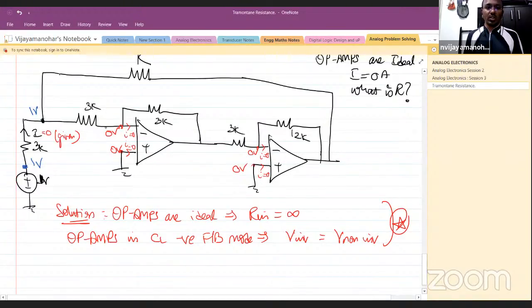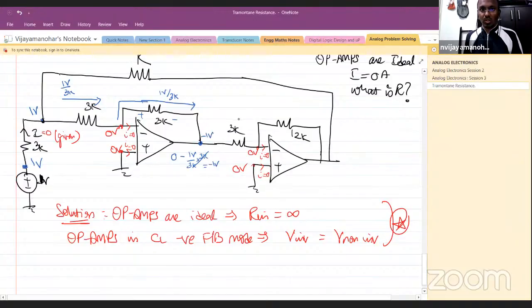Now this is 1 volt, this is 0. The current here will be 1 volt divided by 3K. Now this current cannot flow into the op amp, so it has to flow here. So this current will branch out like this. So this current will be 1 volt divided by 3K. So what will be this voltage? This voltage will drop, so the current is flowing out. So it will be 0 minus 1 volt by 3K into 3K. So this is minus 1 volt.